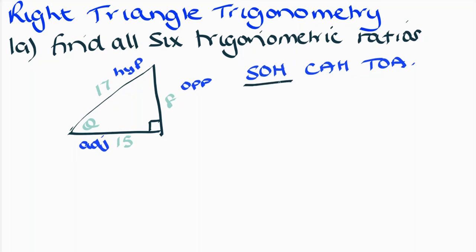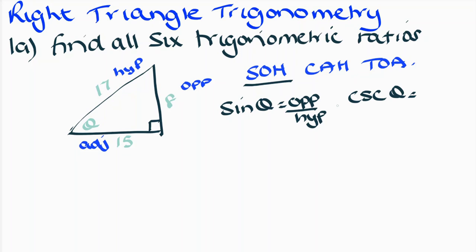So this is short for sine. I'm going to abbreviate. Sine of theta is opposite over hypotenuse. Now the reciprocal of sine is cosecant, and this we just flip. So it's hyp over opposite.